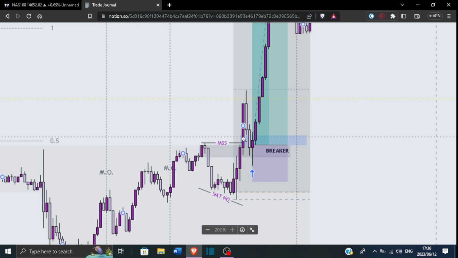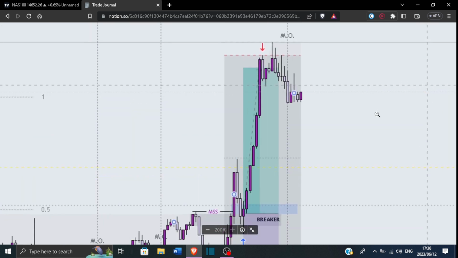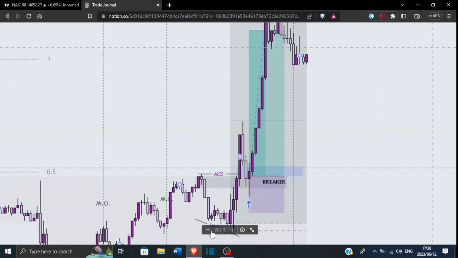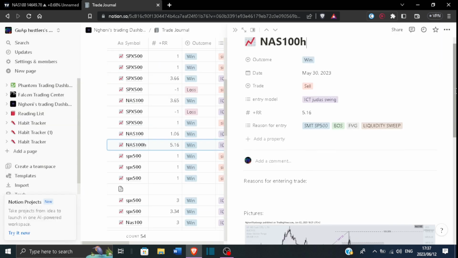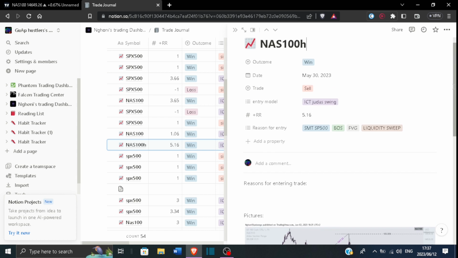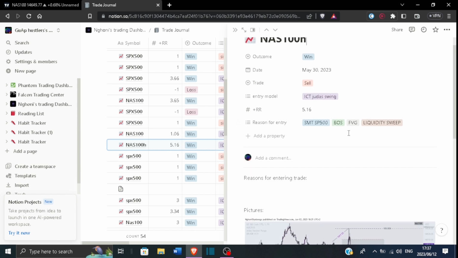So this was the fair value gap. The candle before that low was our stop loss. And we got out at the top of the move using a Fibonacci extension. This was on the 30th of May, Judas swing setup. We made 5R on this particular day.